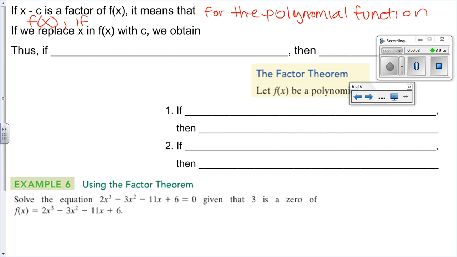If f of c is equal to 0, so that is just like reversing the statement, then x minus c is a factor of f of x. Like the converse of your previous statement. Okay, so we'll just stop here, and then we'll finish those last statements.